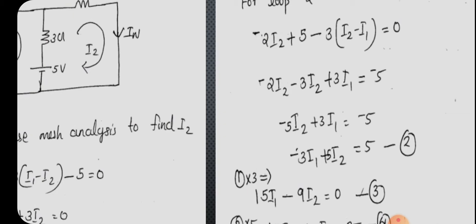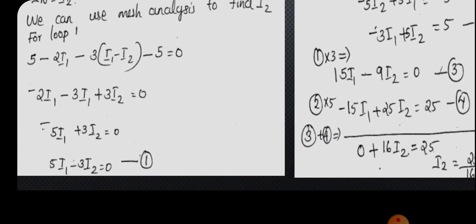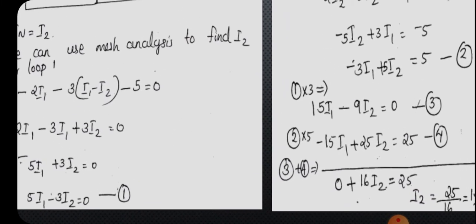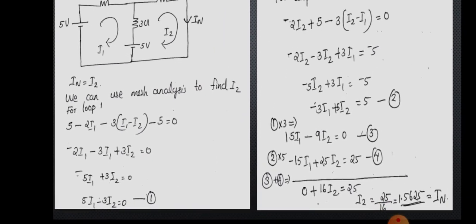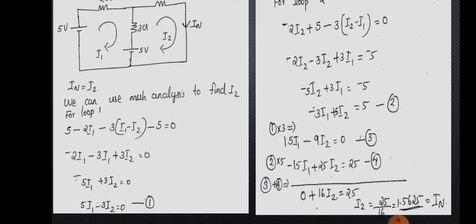Okay. So equations 1 and 2 can be solved. Equation 1 is 5I1 minus 3I2 equal to 0. Equation 2 is minus 3I1 plus 5I2 equal to 5. So equation 1 can be multiplied by 3 and equation 2 can be multiplied by 5, and solving the equations you will get 16I2 equal to 25. Therefore I2 will be equal to 1.5625. So we got the value of I2 and we are interested in the value of IN. We know that IN will be equal to I2. So we got the value of IN, Norton's current source value.